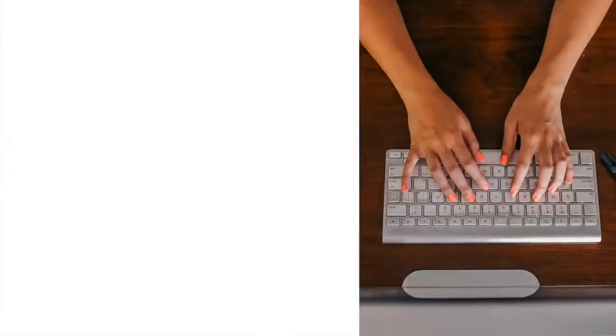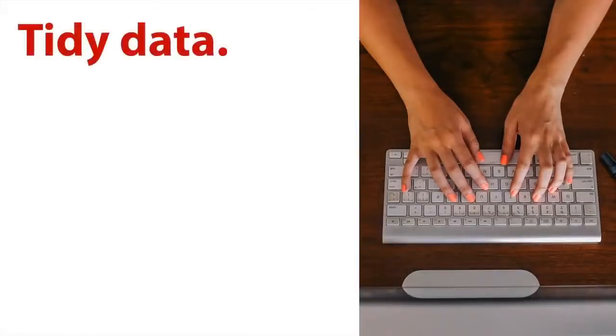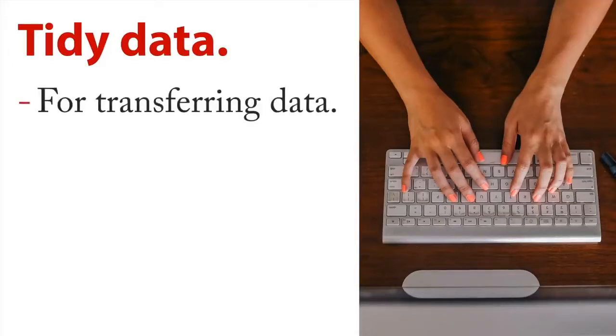Now, when you're working with spreadsheets, however, there's one thing you need to be aware of. They're really flexible, but that flexibility can be a problem, and when you're working in data science, you specifically want to be concerned about something called tidy data. That's a term I borrowed from Hadley Wickham, a very well-known developer in the R world. Tidy data is for transferring data and making it work well. There's a few rules here that undo some of the flexibility inherent in spreadsheets.